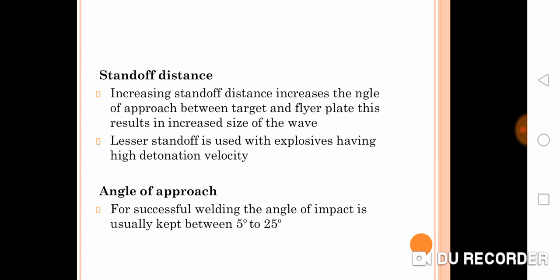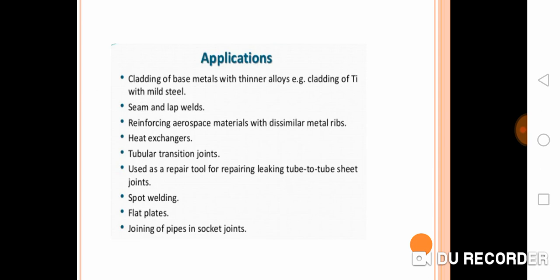Now the angle of approach. In the previous slide, gamma was the angle of approach. Definitely, as it varies, the joint formation also will vary. For successful welding the angle is kept between 5 to 25 degrees. Now these are the applications, it is used for cladding, etc.